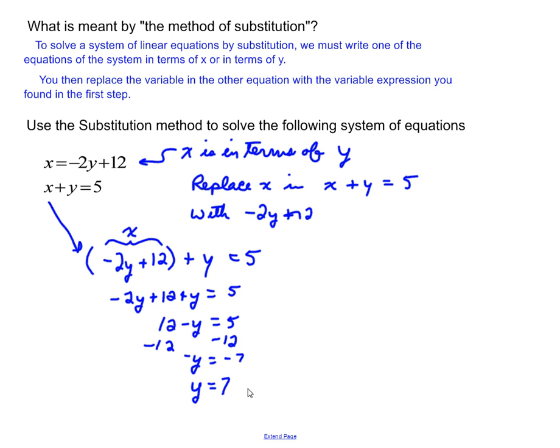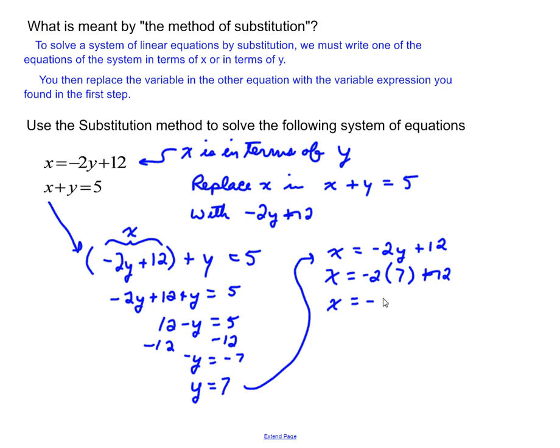But we're not done. Remember, if we're solving a system of equations, we need to find the x, y coordinate pair. But we know from the first equation that x is negative 2 times whatever the y value is, plus 12. So if we make that substitution for y, we're going to get negative 2 times 7 plus 12 to get our x value. So x is equal to negative 14 plus 12, which is to say that x is equal to negative 2.